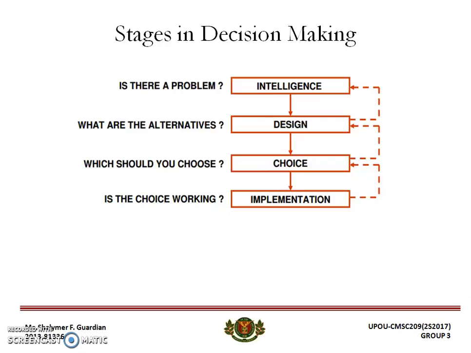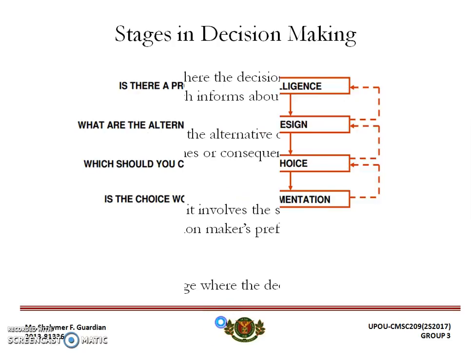The stages in decision making, intelligence, design, choice, and implementation, discuss the questions: is there a problem, for intelligence? Then what are the alternatives we can do, for design? Which should you choose in performing the alternatives? And is the choice working, for implementation? So these are the questions that are being answered with the stages in decision making.